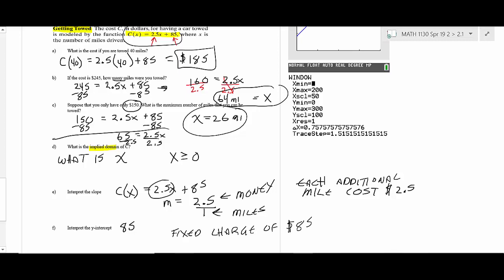Does that make sense? You guys follow what I'm doing on this? I think this stuff will be pretty simple for you. This is just trying to put this into a context.